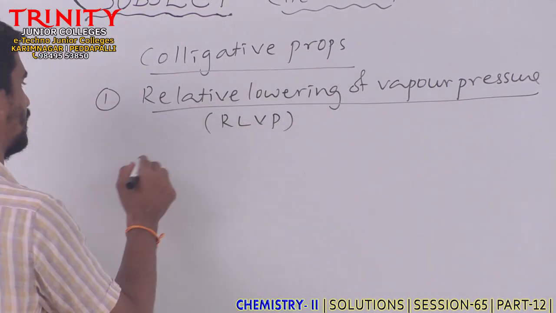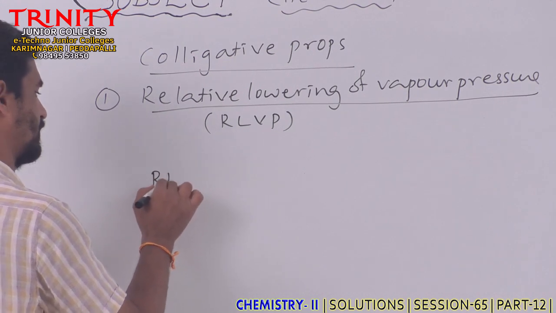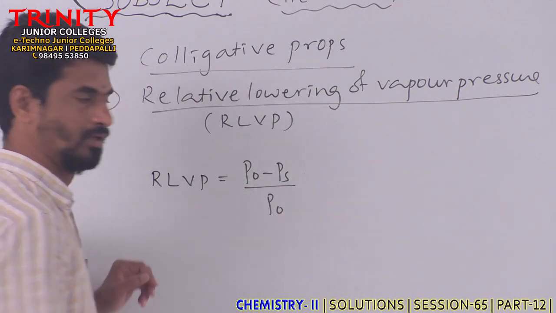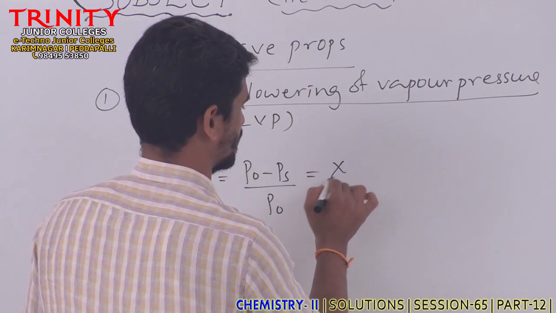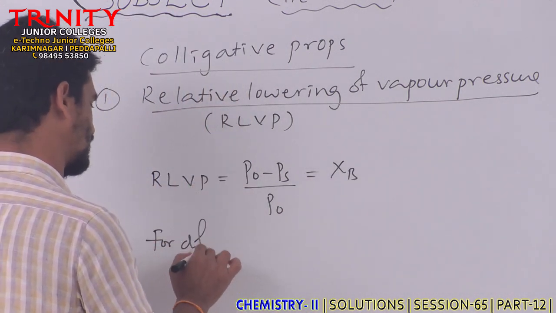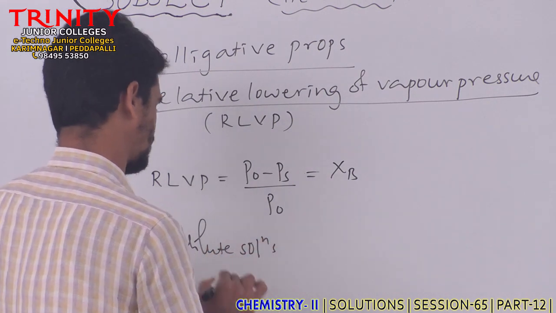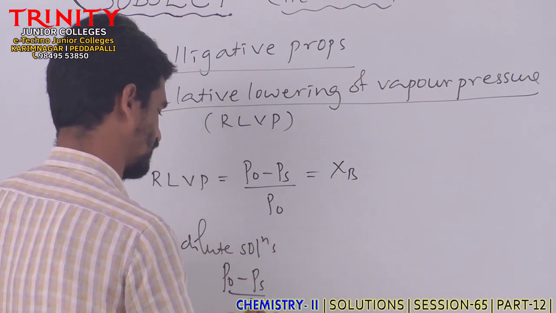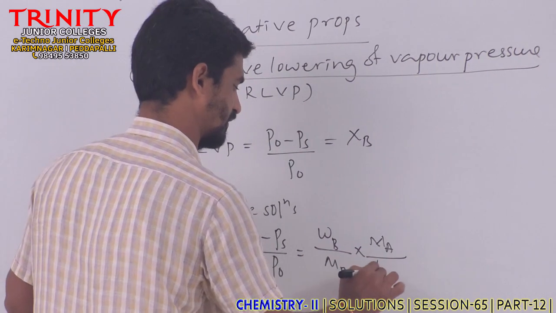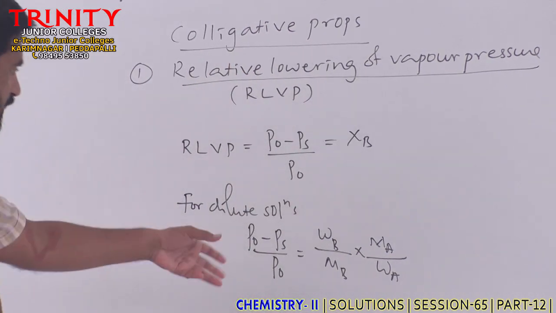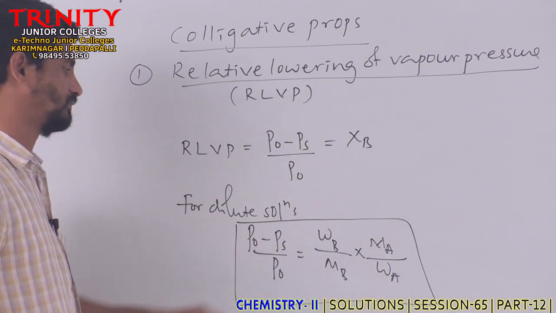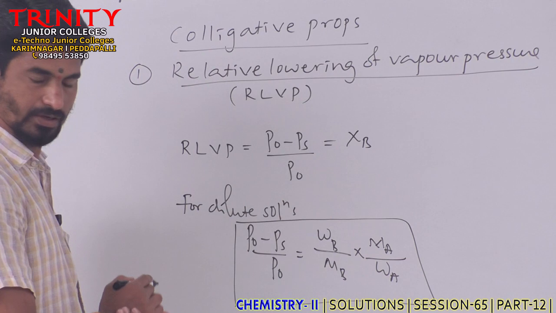In the last class we derived, according to Raoult's law, that RLVP, relative lowering of vapor pressure, that is (P naught minus Ps) by P naught, equals the mole fraction of solute, XB. For dilute solutions, (P naught minus Ps) by P naught equals weight of solute by molecular weight of solute, into molecular weight of solvent by weight of solvent. This is for dilute solutions, regarding relative lowering of vapor pressure.